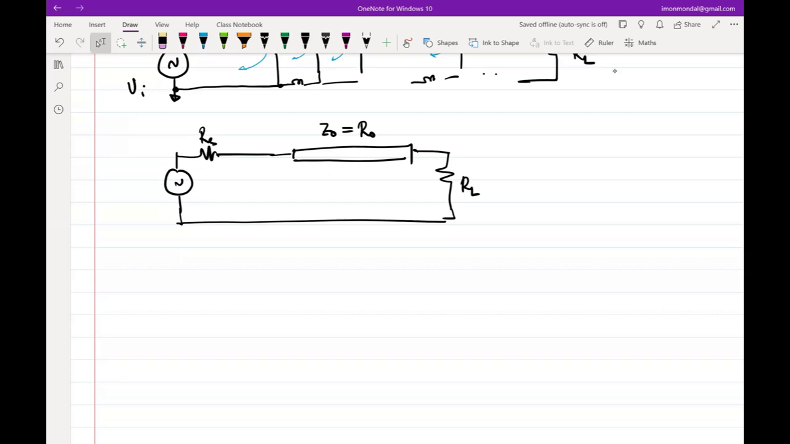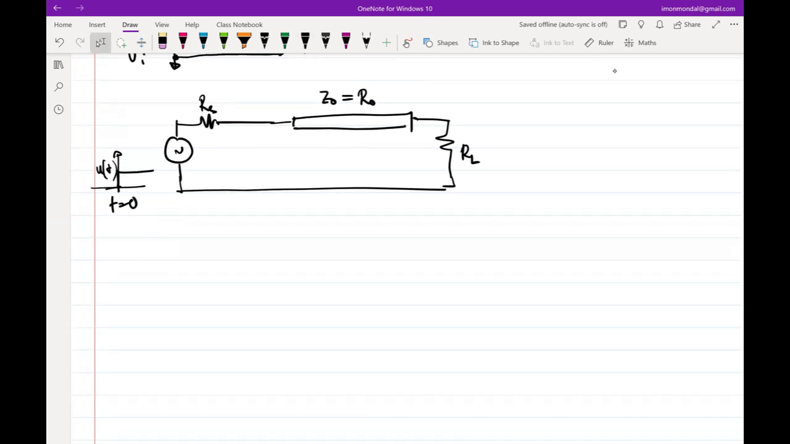And let's say we apply a step input u(t) at time t equal to 0. What we are interested in is to find out what this voltage V1 and this voltage V2 are across time. So let's say I wait for infinite time, and the circuit has settled. What do you expect the voltage V2 to be, and what do you expect voltage V1 to be?